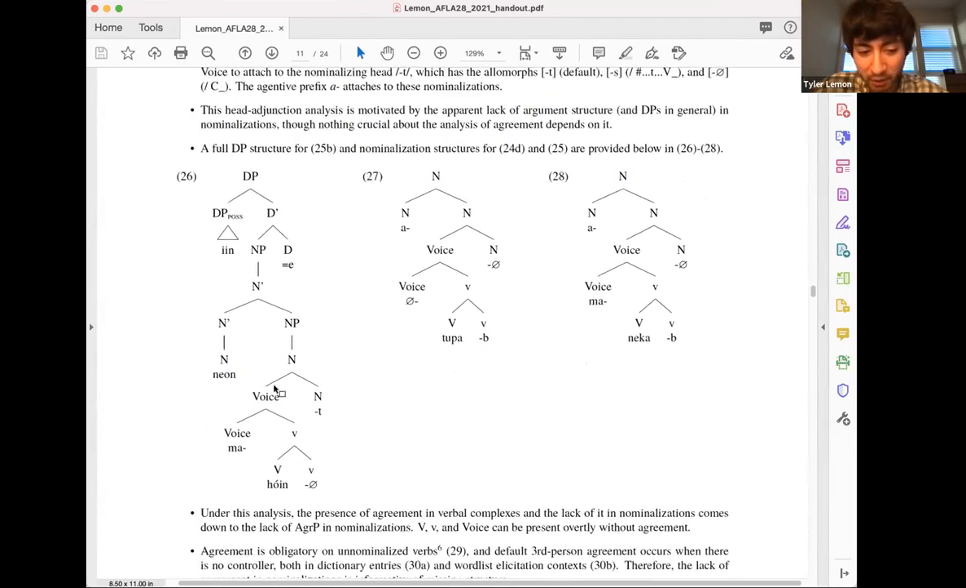Here are some example structures. So here's mahuente, or atupab with the transitive little v, or amanekab, which includes stative ma and transitive little v. And crucially, of course, there's no Agr in here, so that's why it doesn't show up.